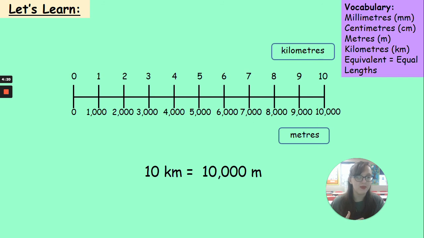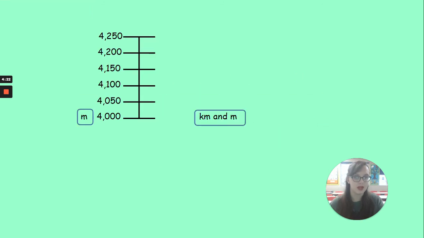But as we said before, if you can count in your thousands, you'll be completely fine. But what happens when we have a measurement that's not just a 1,000 number? So if you look on the screen here, on one side we have my metres, and I've got them going up in 50s, intervals of 50. So we have 4,000 metres, 4,050, 4,100, 4,150, 4,200 and 4,250. How am I going to put these into kilometres and metres?